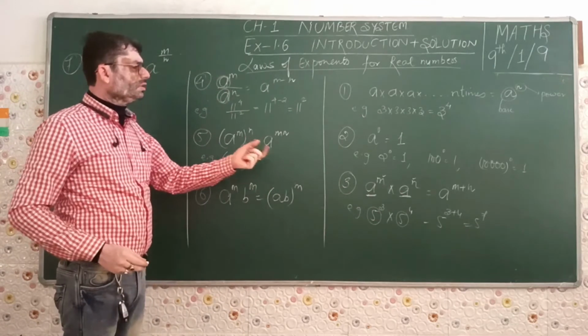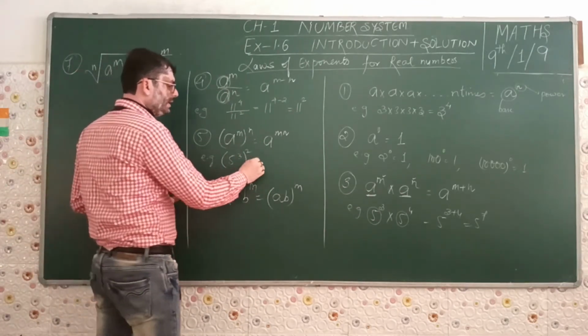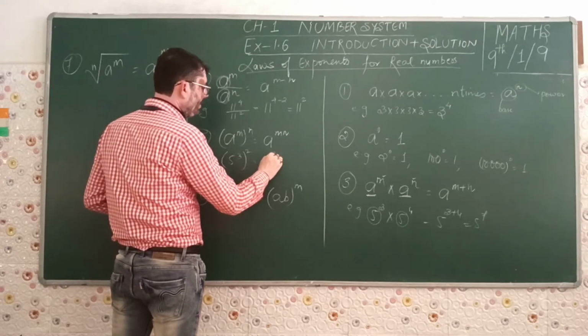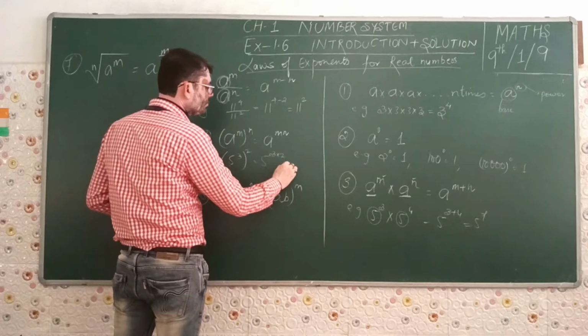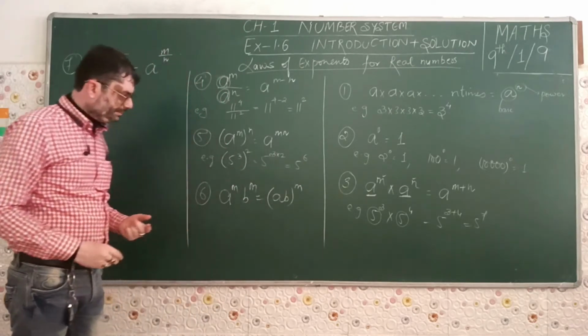But without going into such details, we directly follow a rule that if power to the power is multiplied, you can write 5 to the power 3 into 2, and this is 5 to the power 6.